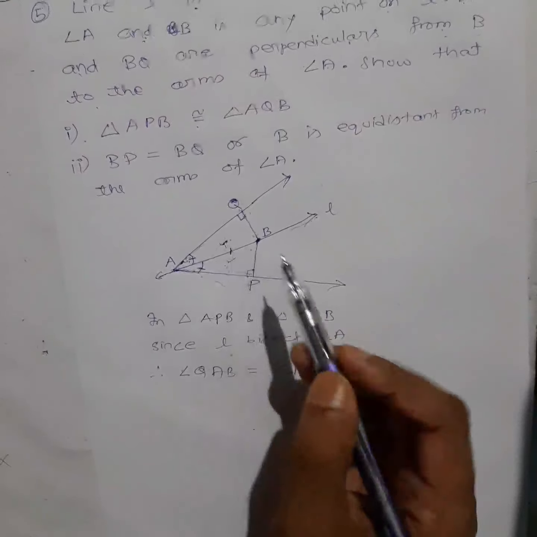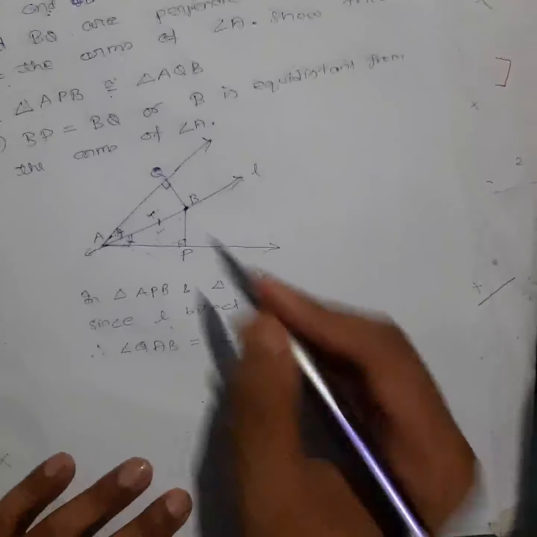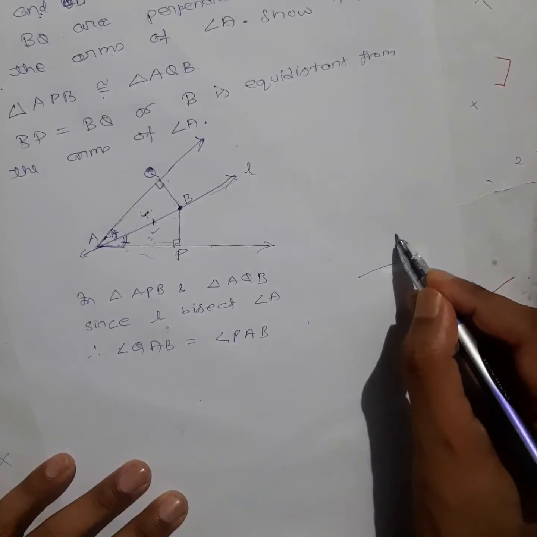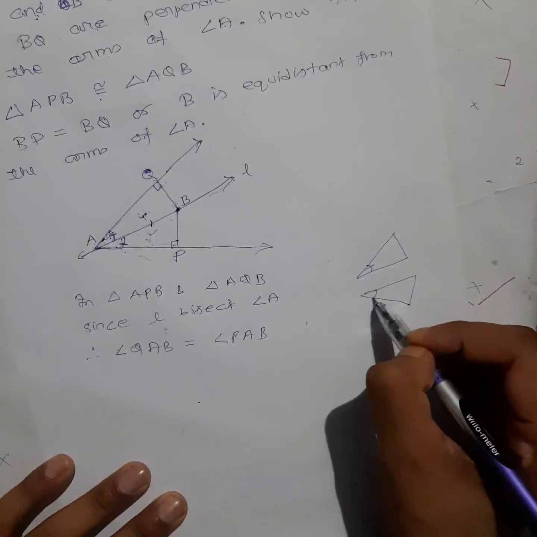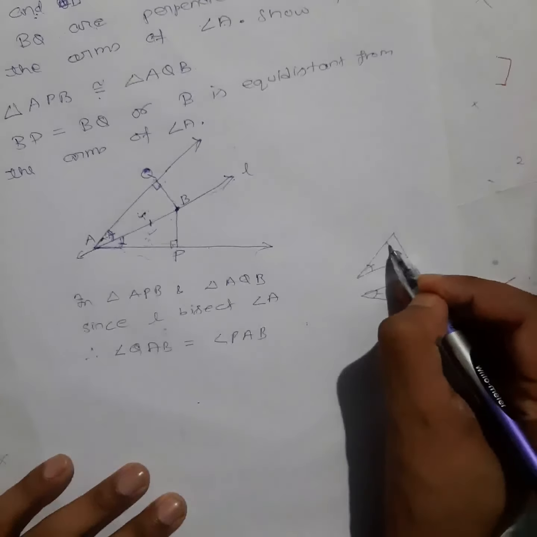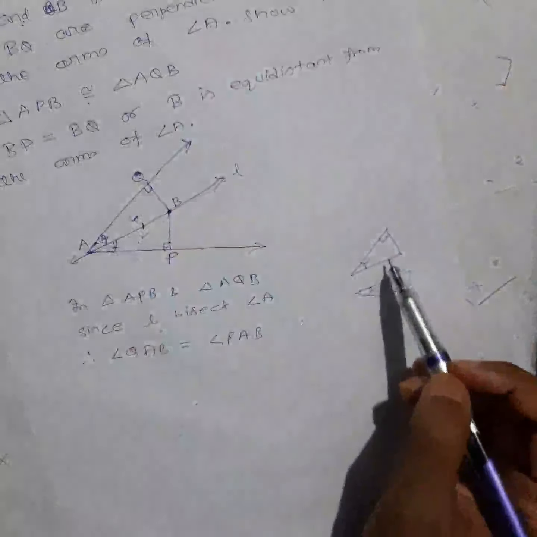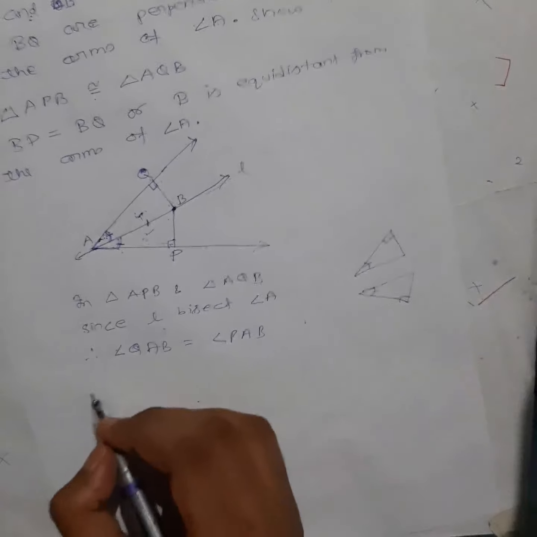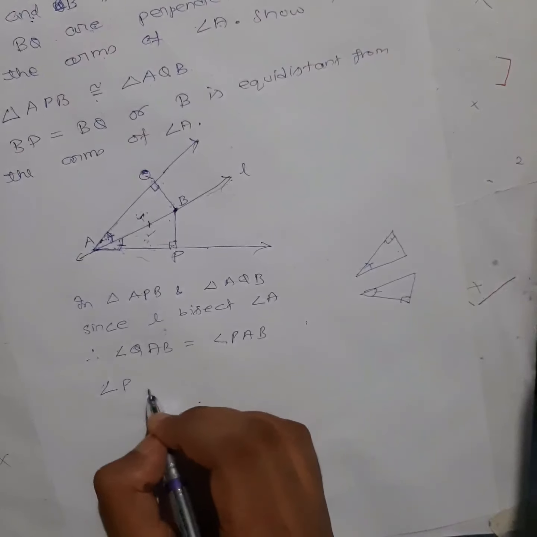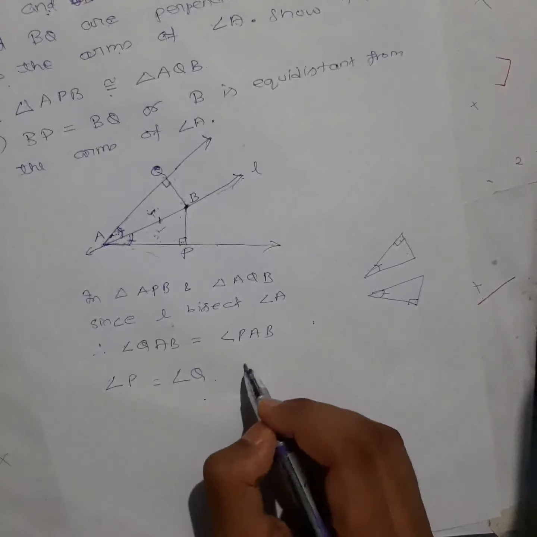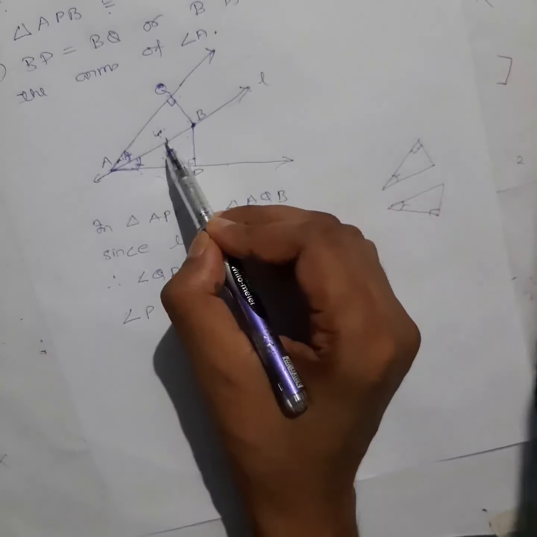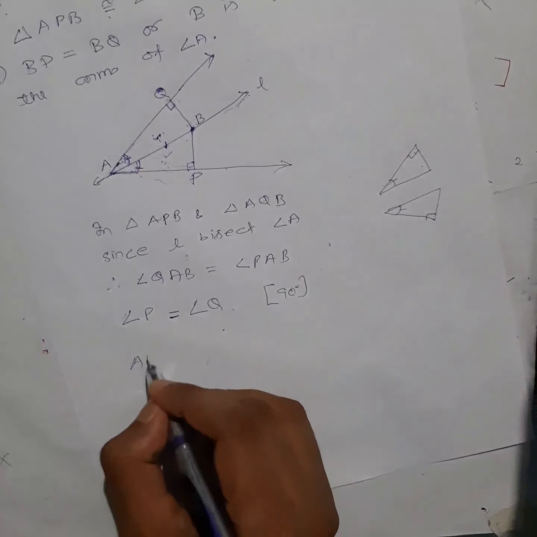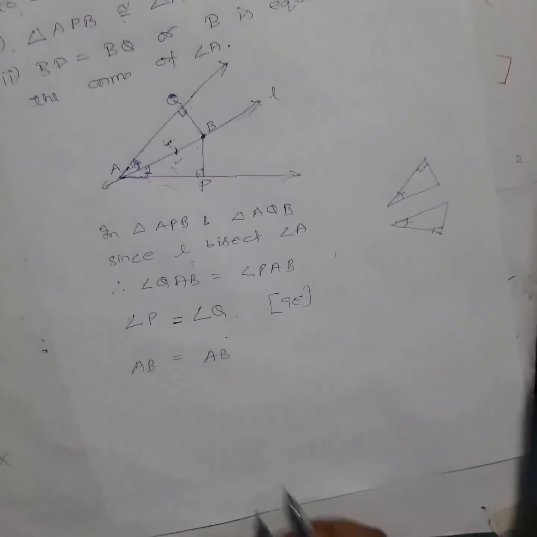To show these two triangles congruent, one angle we have already shown, right? If you want, you can draw this one separately also. If you have any confusion, you can draw the triangle separately like this. So this angle is equal to this angle, we already got. Next, this angle and this angle are also the same, because it's 90 degrees, already given in the question, so we don't have to show this. Again, angle P is equal to angle Q, both 90 degrees, it's given. One more I have to show is a side. So AB is equal to AB. Why? Common.